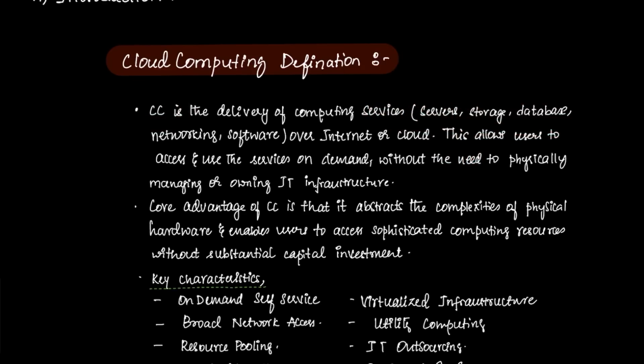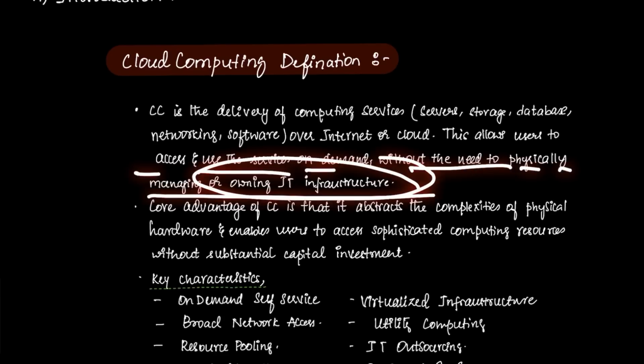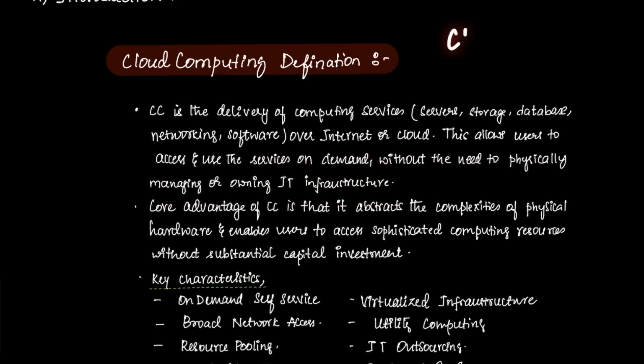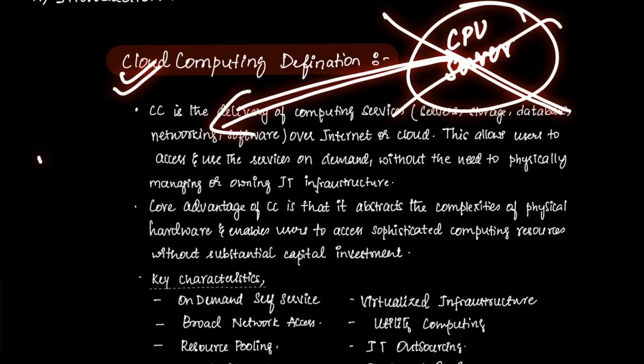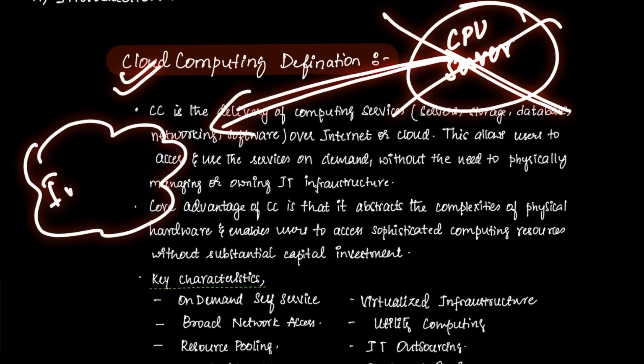This allows users to access and use the services on demand without the need to physically manage or own an IT infrastructure. IT infrastructure refers to all the hardware components. For example, you require CPU, you require servers and all of that. But by making use of cloud computing, you can avoid all these, yet make use of all the facilities provided by this over the internet.